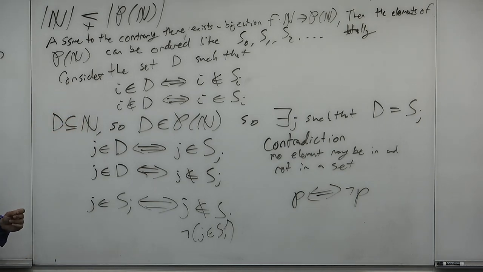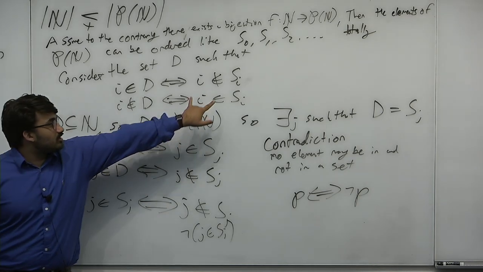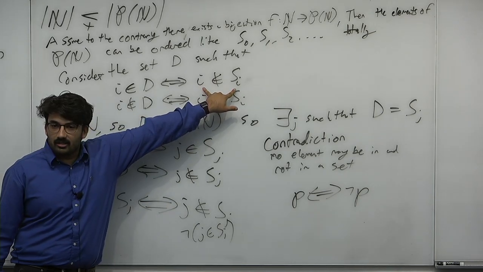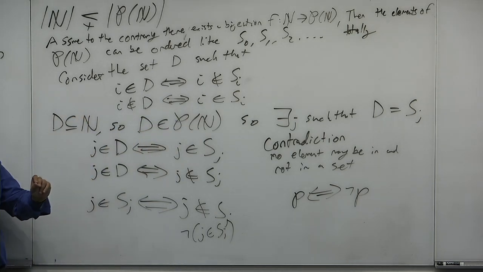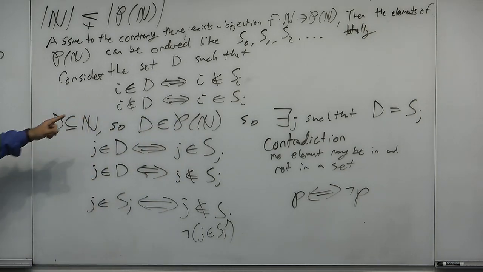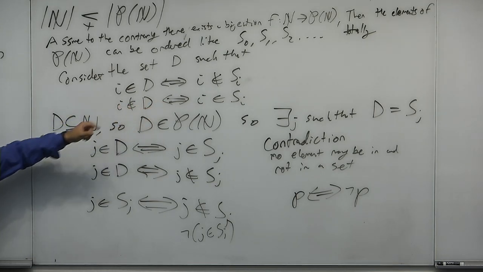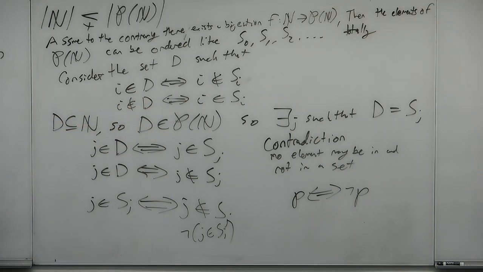Basically what happens here, and the reason this is called diagonalization, is because I and SI are like the diagonal entries of a matrix. You consider IJ as a coordinate. II is the diagonal. You go to II and you look at the opposite, right? You go to each set, you ask it one question, and then you make sure you do the opposite so you're not that set. D does not do anything useful. It is the diagonal element. It simply exists to disagree with all sets, and therefore I am none of them. That's the whole point of D.